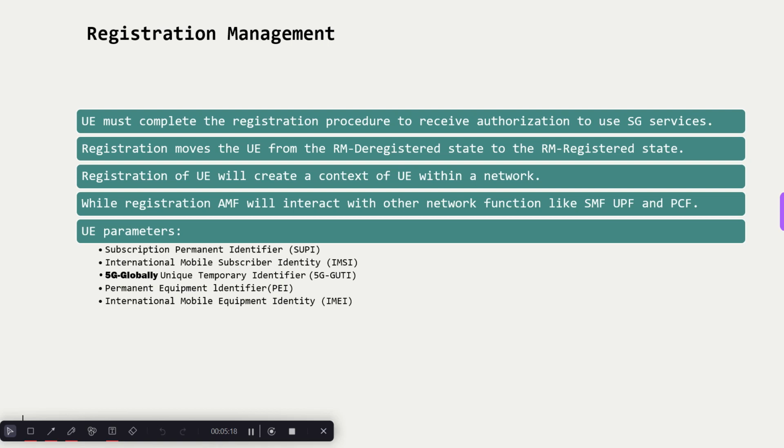Then comes the 5G GUTI. AMF will assign the GUTI to the UE during registration. GUTI is the globally unique temporary identifier. Then comes PEI, the permanent equipment identifier, and then IMEI, the International Mobile Equipment Identity. These are the UE parameters that are registered in the network when the UE moves from the deregistered state to the registered state.